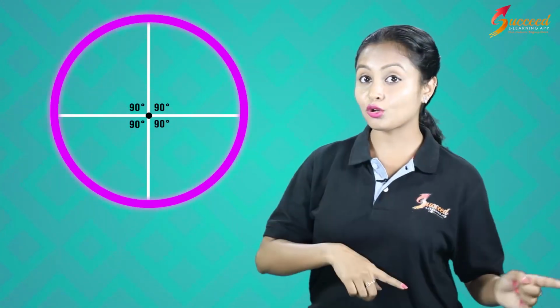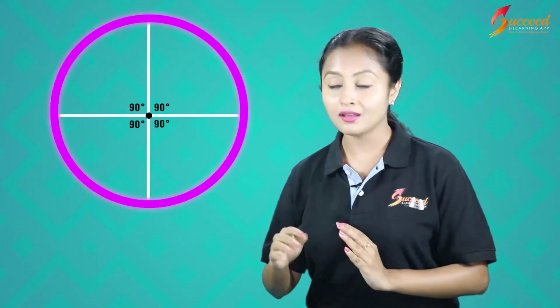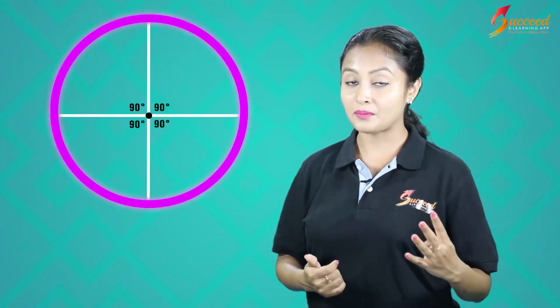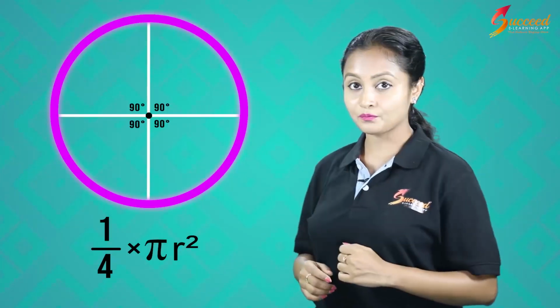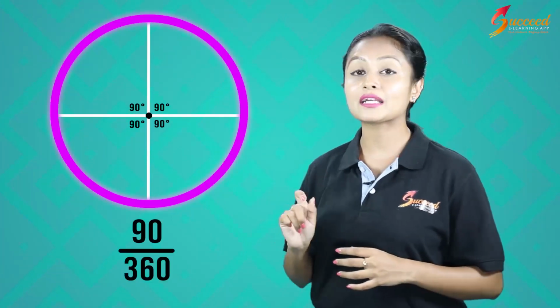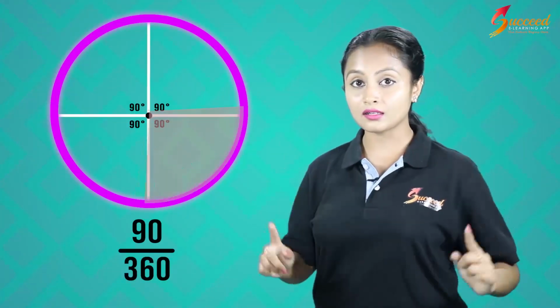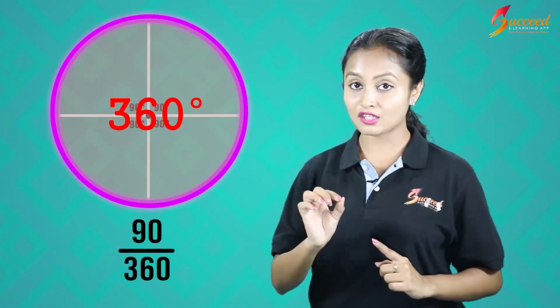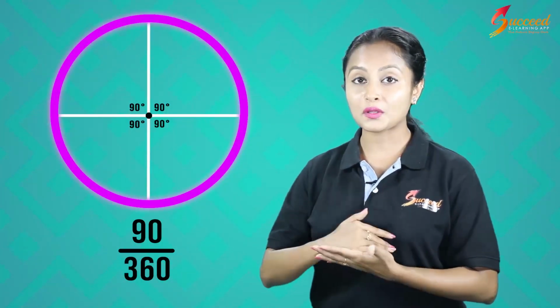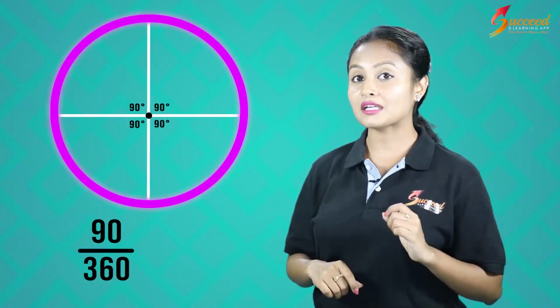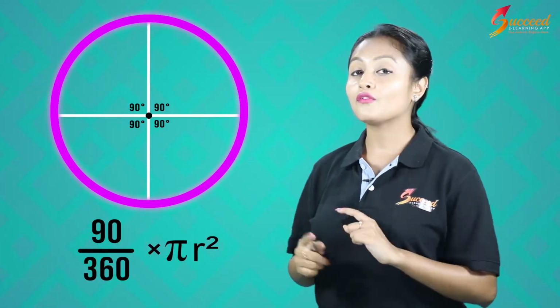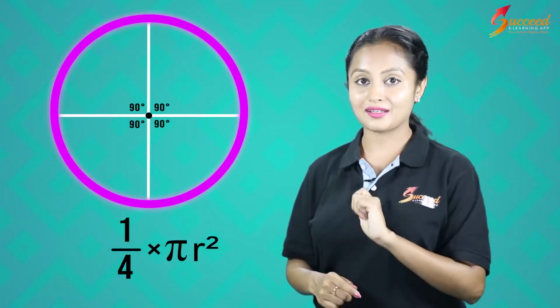Now, apply the same logic as you learnt. We divided it into two halves, so we wrote it as 1 by 2 into pi r square. Now, we are dividing it into 4 equal parts, therefore, we will write it as 1 by 4 into pi r square, which again can be written in terms of angle as 90 divided by 360 degree. 360 because the circle will have 360 degree as angle at its center, and when it is divided into 4 equal parts, we got it as 90 degree. So, which is equal to 90 degree divided by 360 degree into pi r square, which again comes to 1 by 4 pi r square.